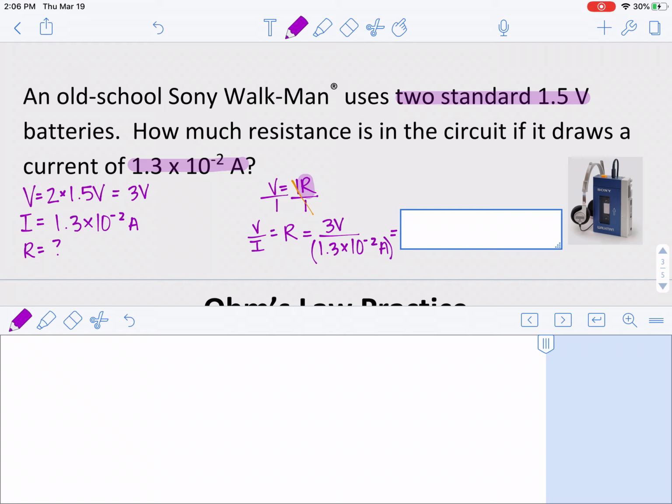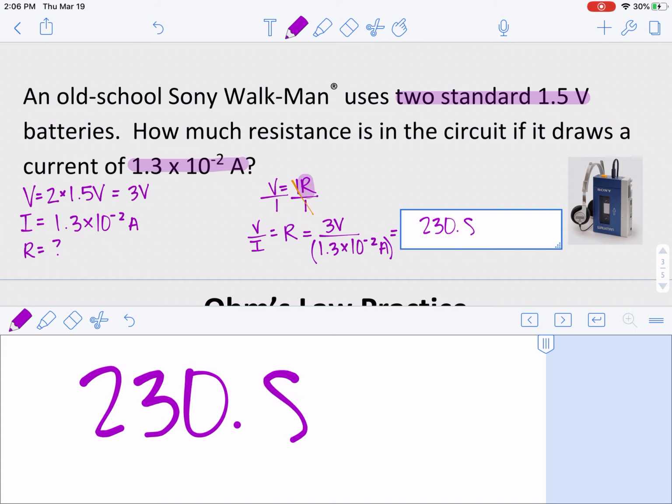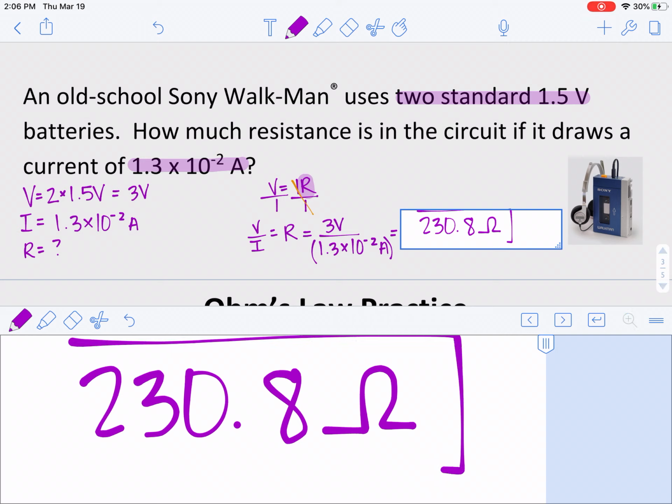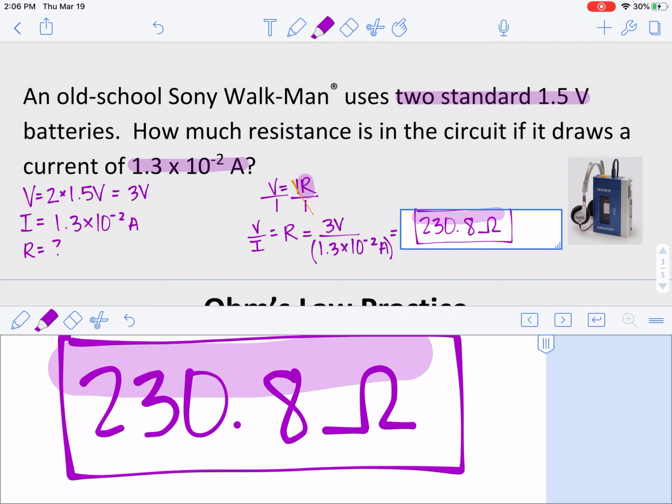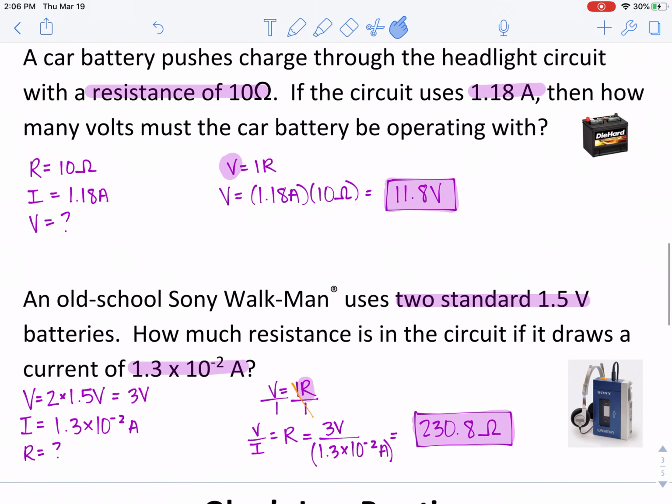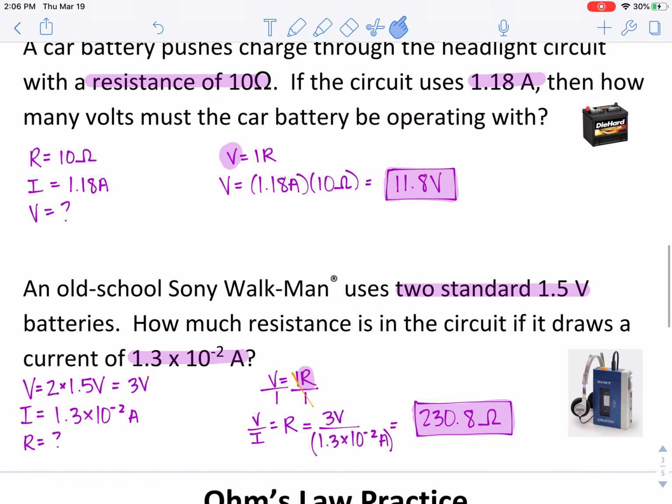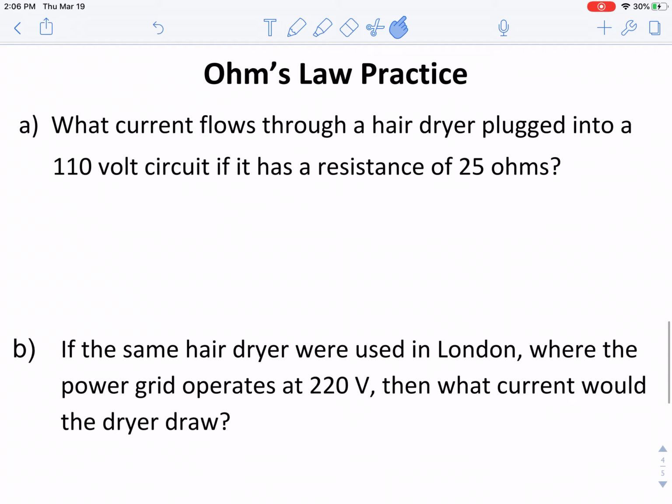The answer that you should get for this problem when you take 3 volts and divide it by 1.3 times 10 to the negative second amps should be 230.8. Now, you're calculating a resistance, so this needs to have units of ohms, and that is your final answer for this problem. Okay, so 2 problems. First one required no algebra first to rearrange. Second one, we're solving for resistance. In the next 2 problems, we're going to solve for the other variable that we still haven't found, which was current.